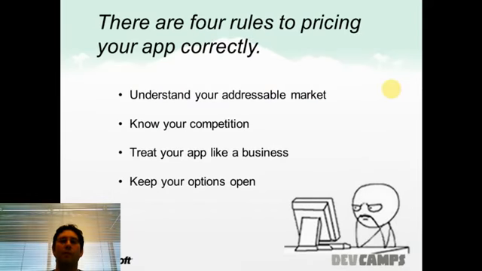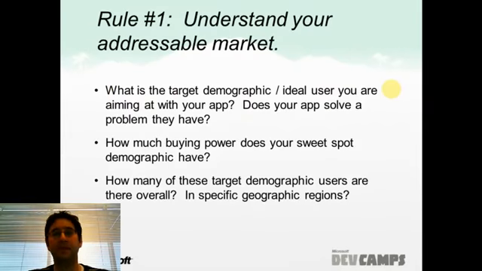So let's talk about the 4 rules of pricing. 1, understand your addressable market. And we'll get into detail about these in the next few slides. 2, know your competition. If you don't know your competition, then you're going to be dead in the water. 3, and I talked about this already, treat your app like a business, right? Do the homework. Try to figure out how you can actually make money off of these things. And then 4th is always keep your options open. Be flexible. Embrace change, I guess you could say, right? Everybody's scared of change, but this is something that I think is really important for everybody to understand and to embrace.